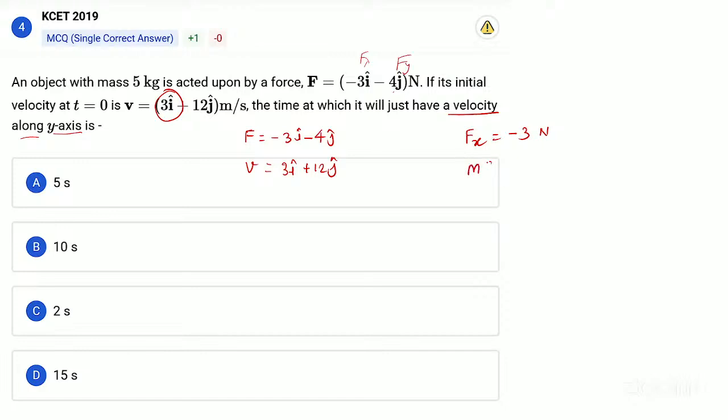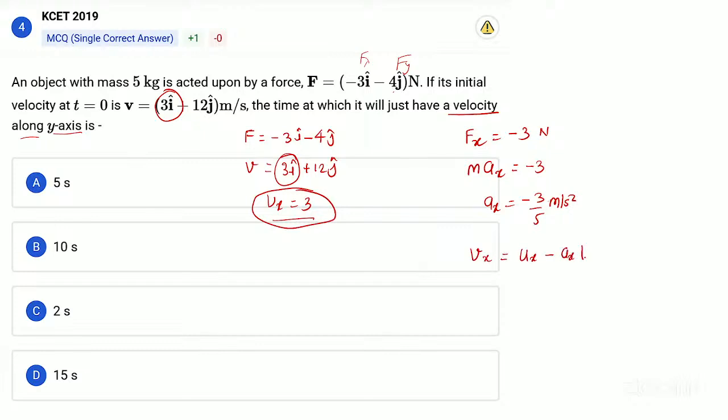We can further write it as m into a of x, the acceleration component in the x direction, equals minus 3. Now mass is given as 5, so ax is nothing but 3 by 5 meter per second square. Initially, the component of velocity in the x direction is 3, and we have to calculate the time when vx will become 0. So vx equals ux minus ax into t. Why am I using this equation? Because the acceleration coming out is uniform, so I can apply these equations.